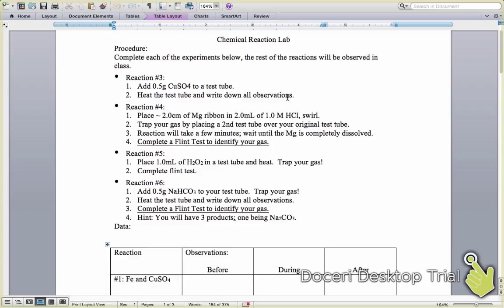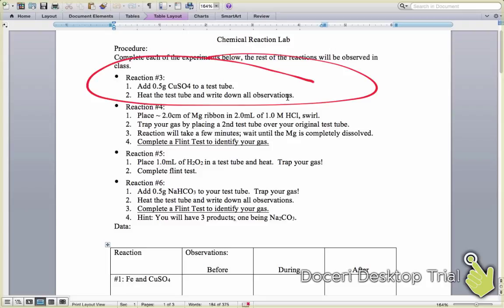So for reaction 3, you are simply going to be taking 0.5 grams of copper sulfate, which is a blue solid, and you're going to be putting it into a test tube. And then you are going to be putting it over a Bunsen burner using your test tube tongs, which are in your drawer, because you don't want to touch the hot glassware. And you're going to be putting it over a flame, and you're essentially going to observe what's happening. Did it bubble? Does it change colors? Is it producing condensation? So on and so forth.